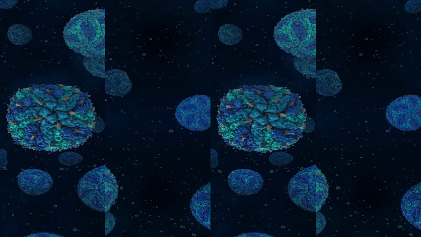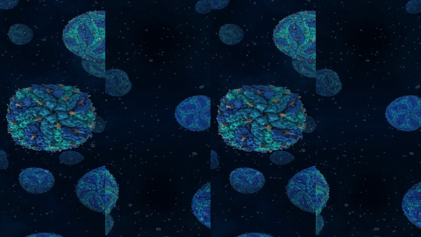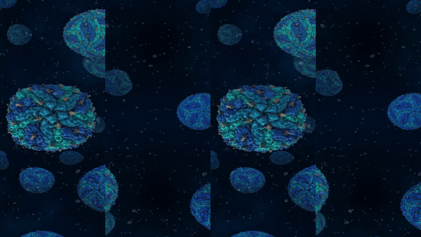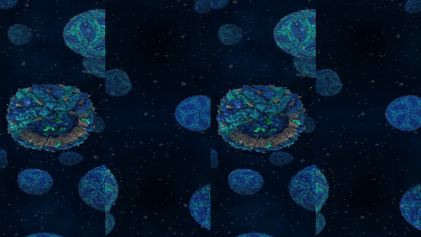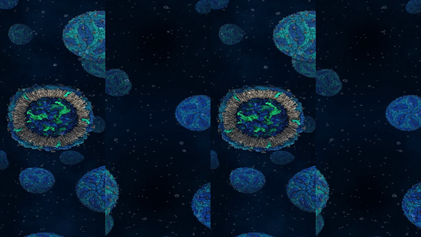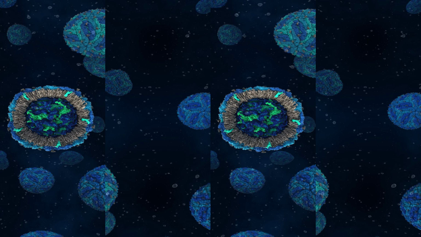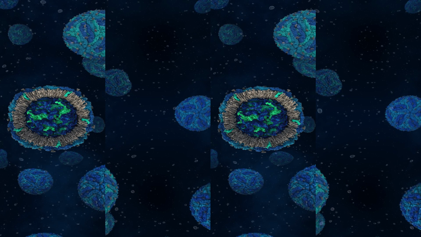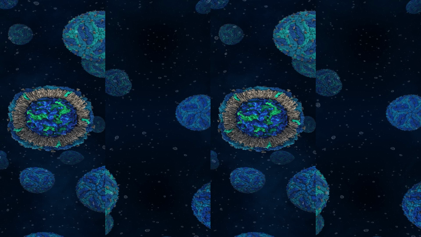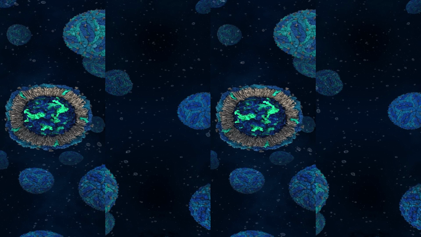Zika virus belongs to the Flaviviridae family, as do the hepatitis C, dengue, yellow fever, West Nile, and chikungunya viruses. The virion of flaviviruses has a diameter of 50 nanometers. It includes two types of surface proteins, a lipid membrane taken from the host cell, and an RNA genome packed by the core proteins.